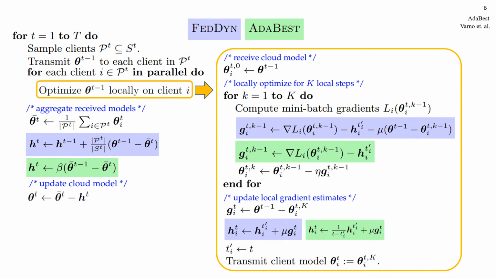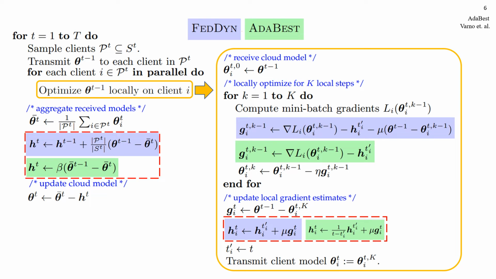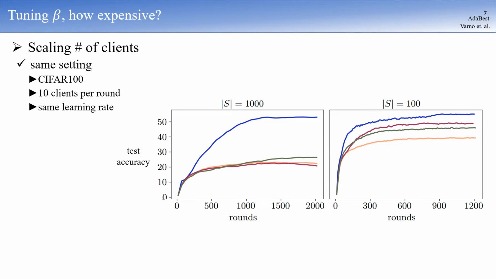AdaBest adapts gradient estimates locally by the number of rounds in which a client is absent from training, and globally by its discounting factor beta. Beta is an extra hyperparameter to tune, but our experiments suggest that with AdaBest, other hyperparameters such as learning rate require less tuning. For example, these two plots show training on C400, that is a split on 1000 and 100 clients. All the settings, including learning rate and the number of clients per round, are kept identical. But notice that among all these algorithms, only AdaBest shows a consistent performance on both settings.